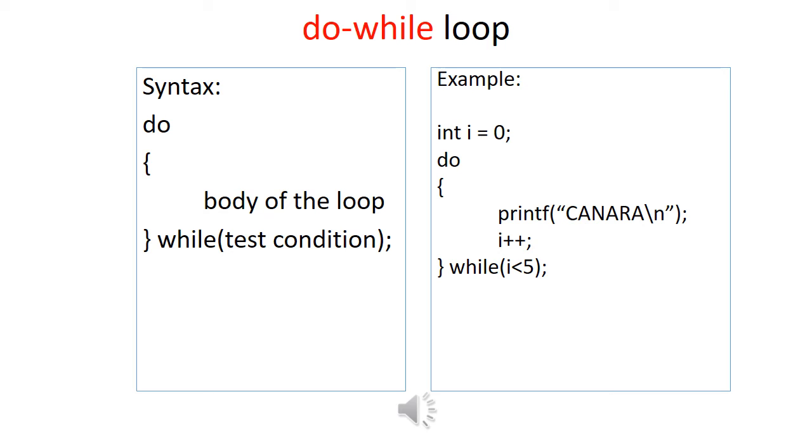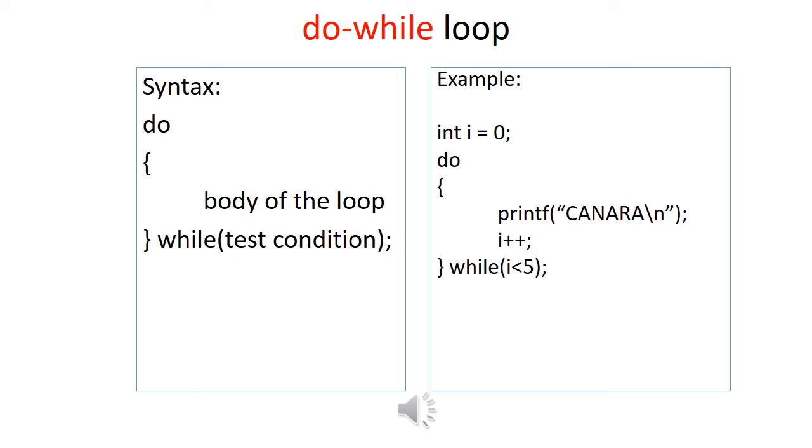Next is the do while loop. Now do while loop is an exit control loop or post tested loop. So in case of exit control loop, the body of the loop will be executed at least once irrespective of the test condition. So first the body of the loop will be executed and then the test condition will be checked. Now if the test condition is true, then again the body of the loop will be executed, and this continues until the test condition becomes false.